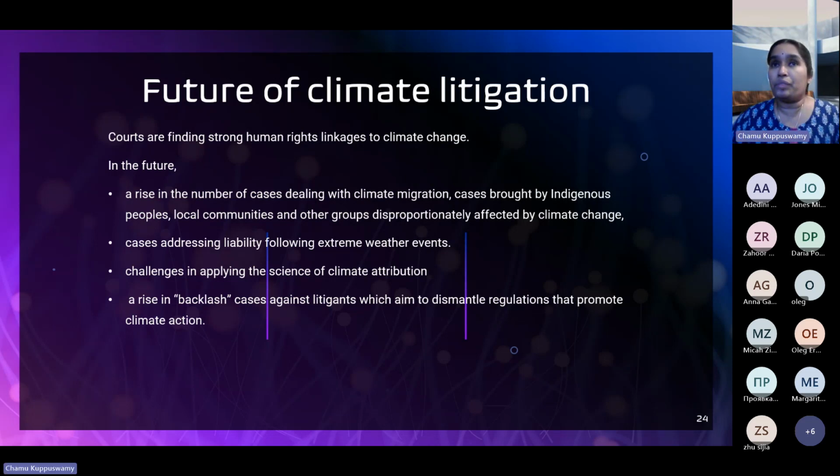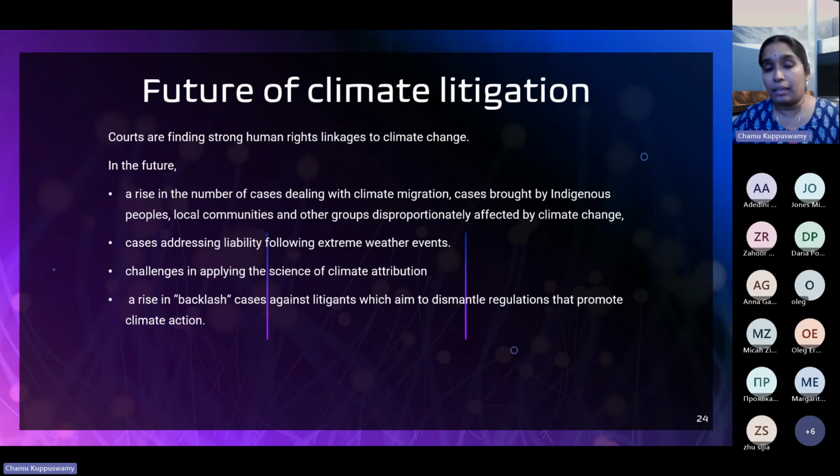So you have the concept of the causal link, but already the concept of a causal chain is being propounded. Rather than saying this factory emitted and therefore there are forest fires in my village, instead saying this factory emitted, it's not in my neighborhood, but it is the start of a causal chain which has many links. So, applying the science of climate attribution to find the legal cause-effect relationship.